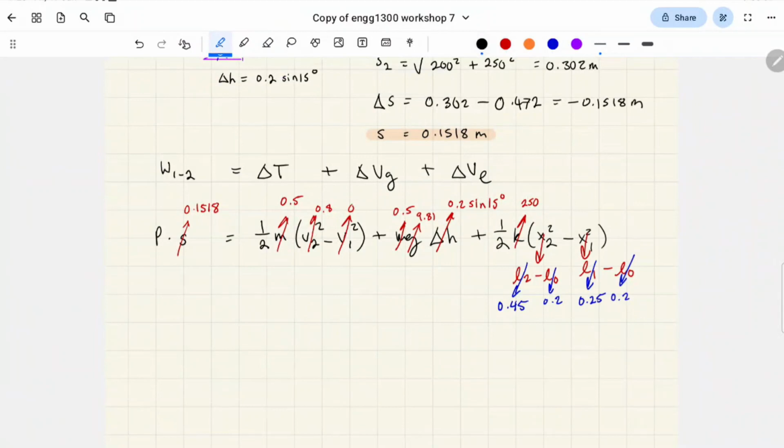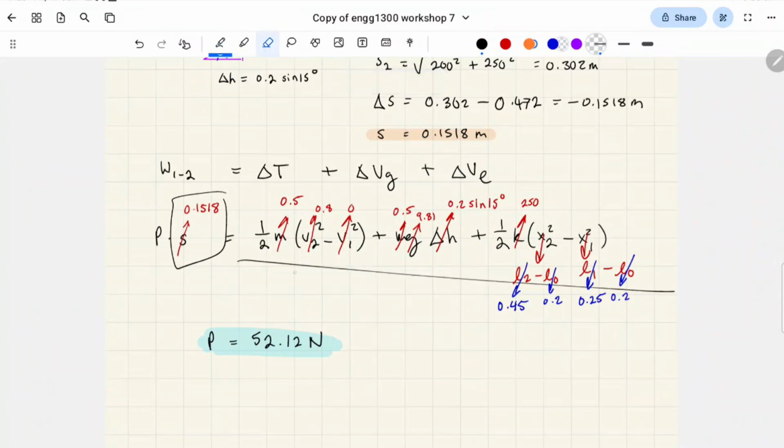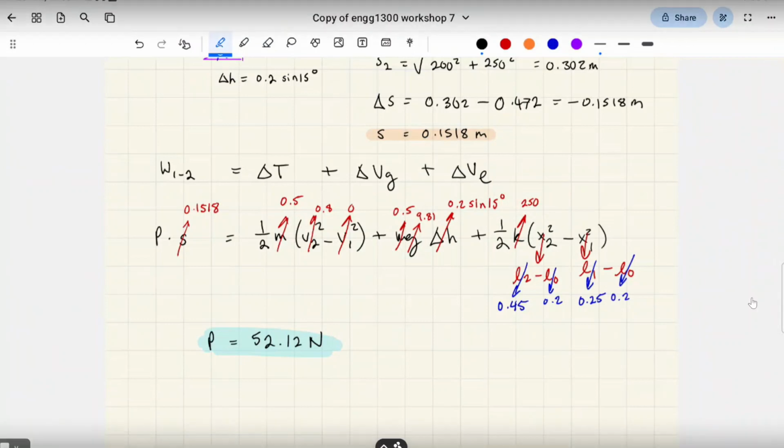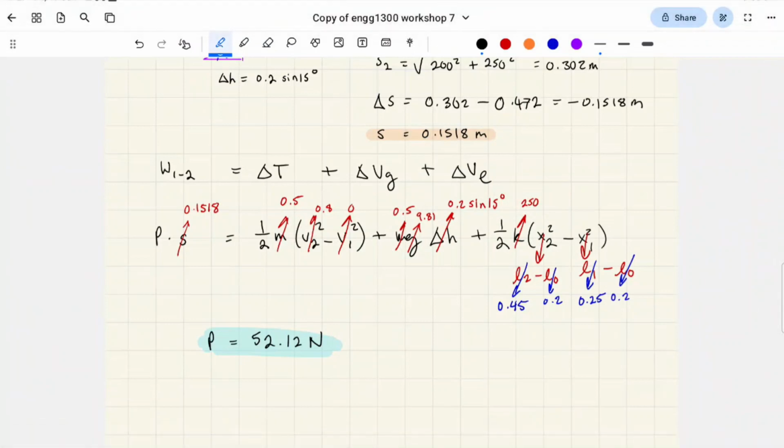So now we've plugged in everything and we just rearrange for P. Then we get P. You just move S divided by everything else. I can see people still copying it down, so I'll just leave it for a second. Does anyone have questions in person?